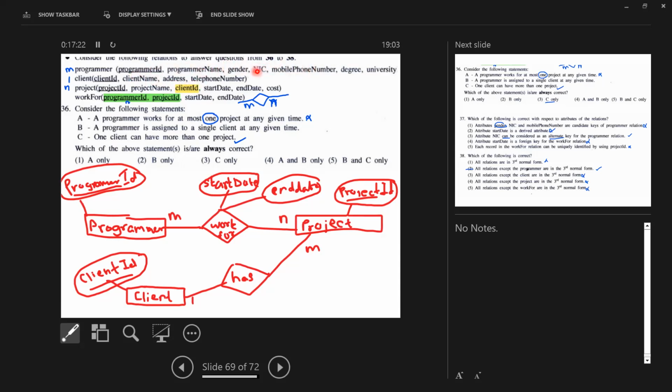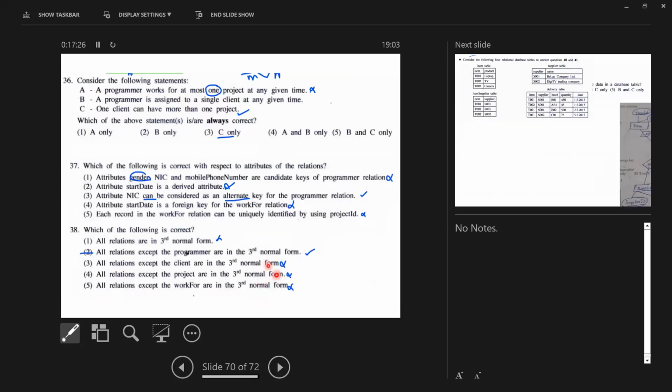We can't say the programmer table is in the third normal form. Therefore, the last three are wrong. The last three and the first one are wrong. Okay.